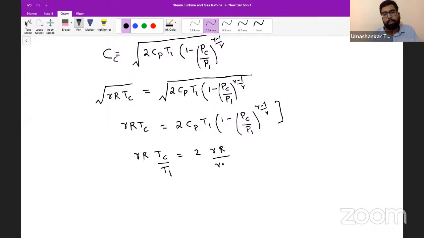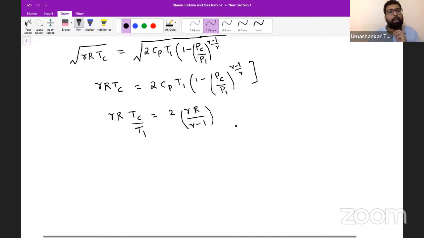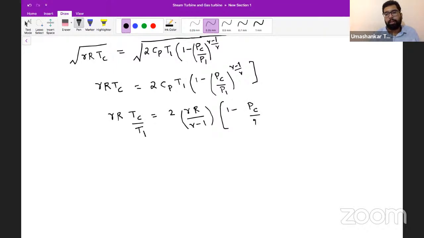So from Cp I can write gamma R upon gamma minus 1. We have seen this in the last lecture, and we know it already by our basic understanding of thermodynamics. Yes or no? Those who are live can respond to me if they feel any difficulty. This is nothing but the play of the equations.